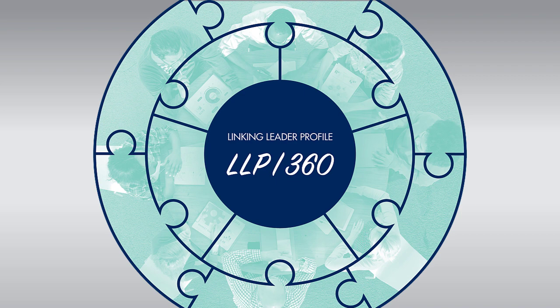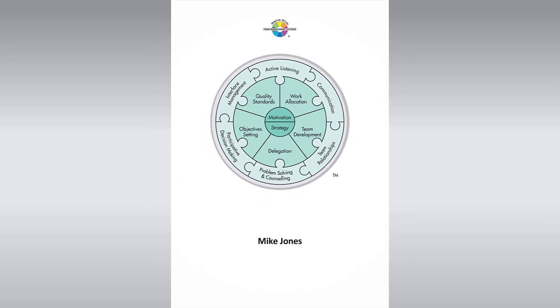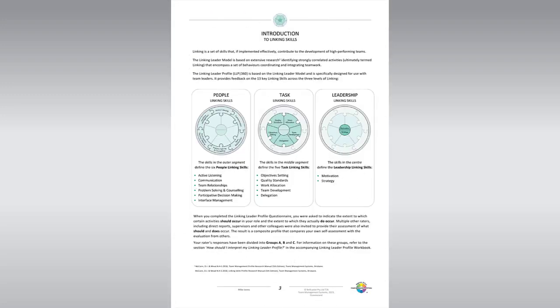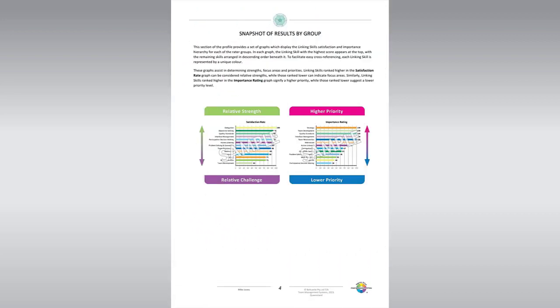Let's take a tour of a sample linking leader profile report that's been generated for a person we've called Mike Jones. The report is organized into 6 sections. The Introduction to Linking Skills section presents an overview of the 13 linking skills and explains how responses from the questionnaire have generated this personalized report.